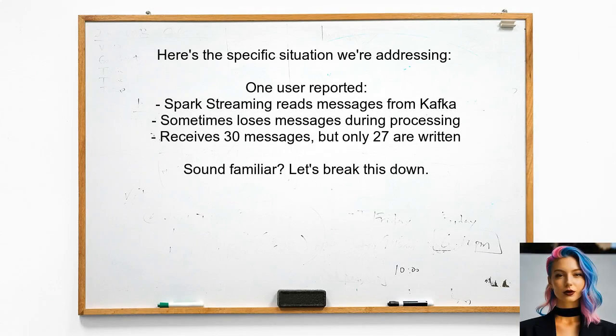Here's the specific situation we're addressing. One user reported that their Spark streaming application reads messages from a Kafka topic, but sometimes loses messages during processing. For instance, if they receive 30 messages, only 27 might be written to the output topics. Sound familiar? Let's break this down.